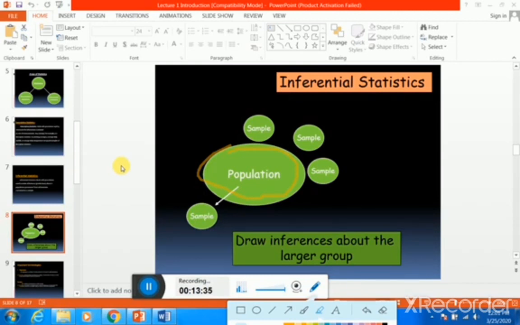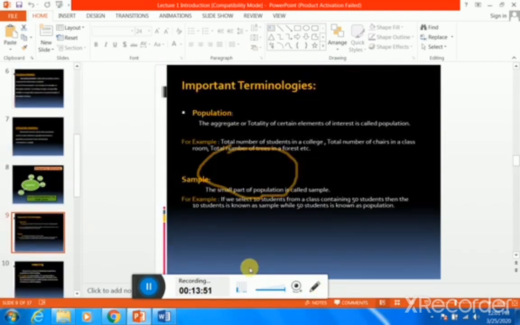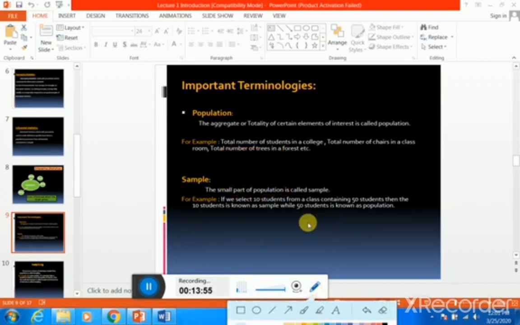Now we will move to the next heading, which is known as the next slide, sorry. Where is the slide? Here it is. Let me check why it is not working. Okay. Now we move to the next slide.